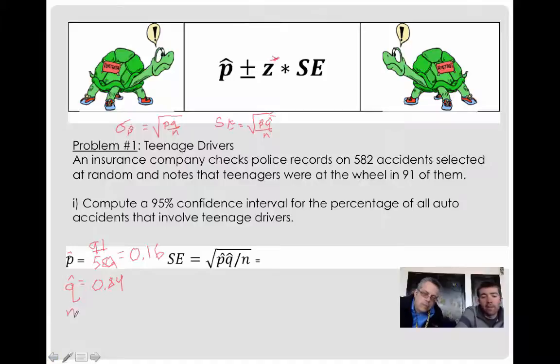And our n would have to be 582. That's our sample of accidents. So it's kind of the same as what we did before, but we're using p hat instead of p. And it's an estimation. 0.16 times 0.84, all divided by 582, and we take the square root of all that. Oops, 582. See, I'm dyslexic today. That's all right. It equals 0.015.